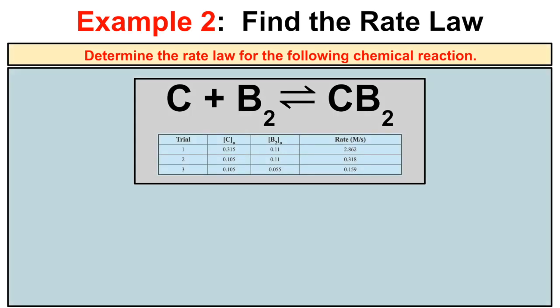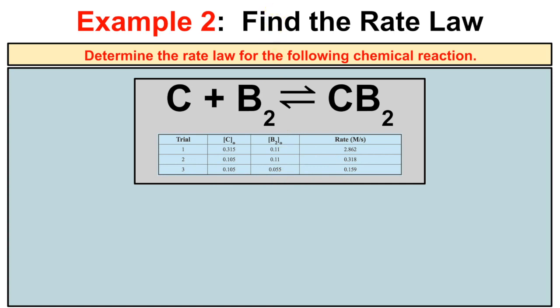In this second example, we have C plus B2 producing CB2, and we've performed this chemical reaction on 3 separate trials. We've changed the concentration of C, we've changed the concentration of B2, and we're taking a look at the rate of the reaction when we alter these concentrations. And so we're asked to figure out the rate law for this chemical reaction right here.